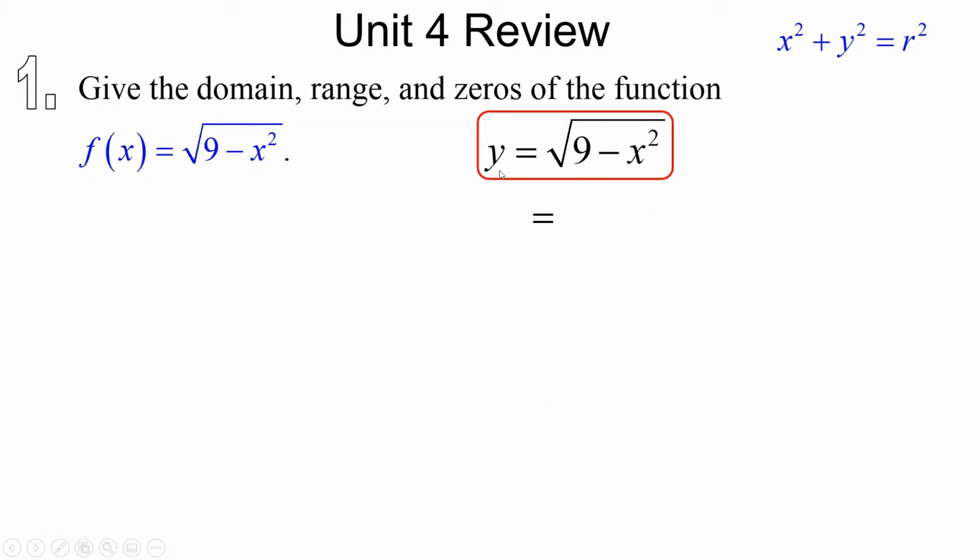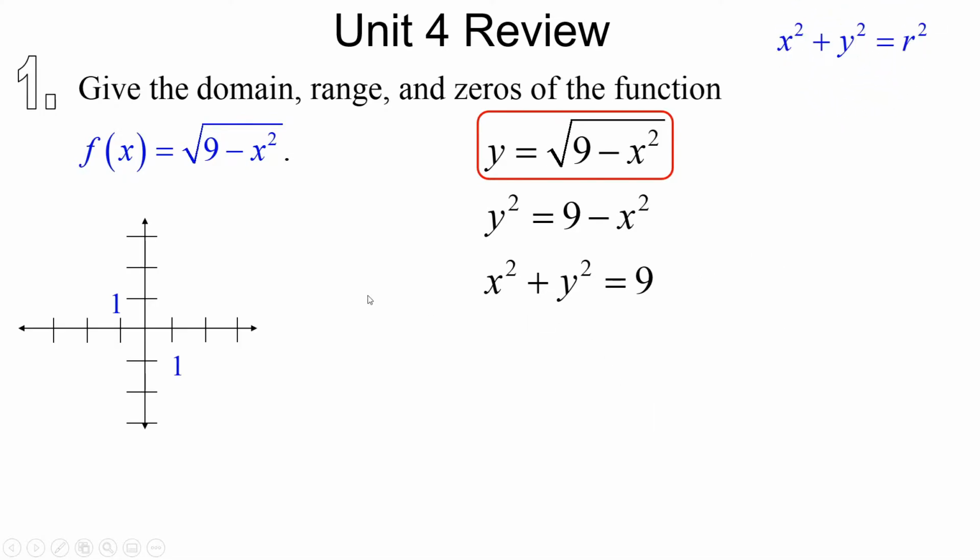So y squared, and if I square the radical, I can just drop it, is 9 minus x squared. And now you add x squared to both sides to get x squared plus y squared equals 9. So this equation, when I square both sides, is the equation of a circle centered at the origin with a radius. See that r to the second power? That's the radius to the second power. So the radius would be 3.